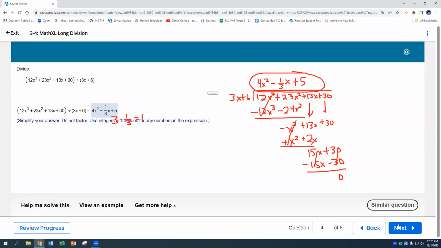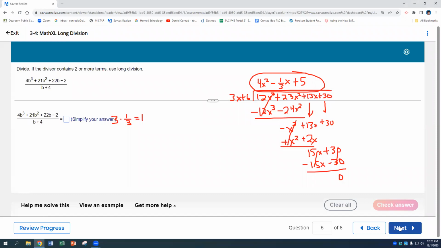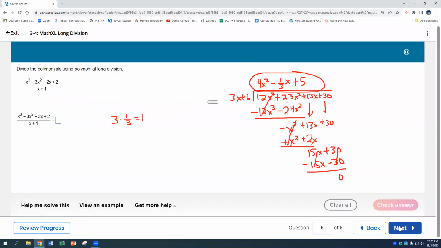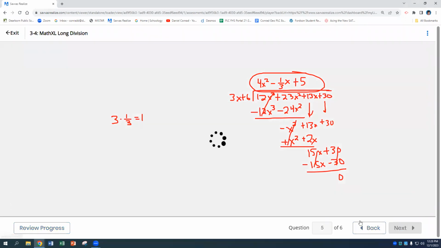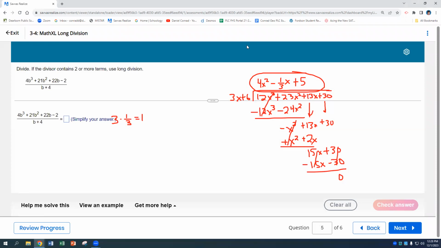Fantastic. Okay. So that's the essence of long division. If you have a remainder, so let's just say hypothetically we had a 5 here or something. Or let's say a 4. You would have to do plus 4/3x plus 6, right? But if you don't have a remainder, you don't need that.